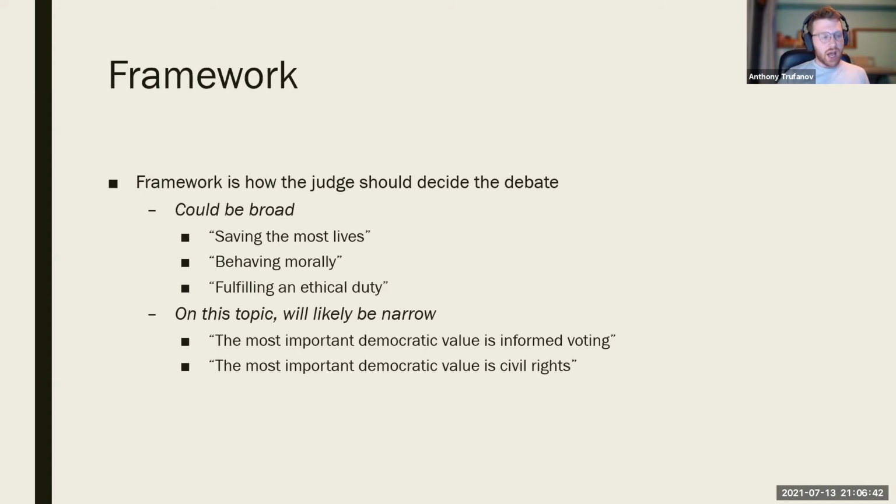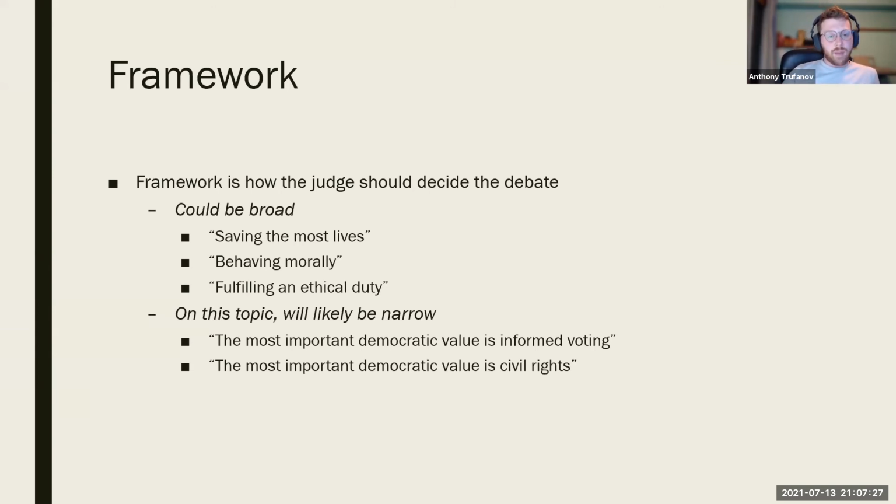And that could be broad. It could be a whole ethical system, right? It could be who saves the most lives should win. It could be who behaves morally should win. It could be whose side of the topic fulfills an ethical duty the best should win, right? So if the pro side is using a number of lives framework and the con side is using an ethical duty framework, there might be an extra layer to the debate, which is the con side will give their reasons for why the judge should vote for whoever fulfills an ethical duty, and the pro will push their framework about saving the most lives, just as an example.